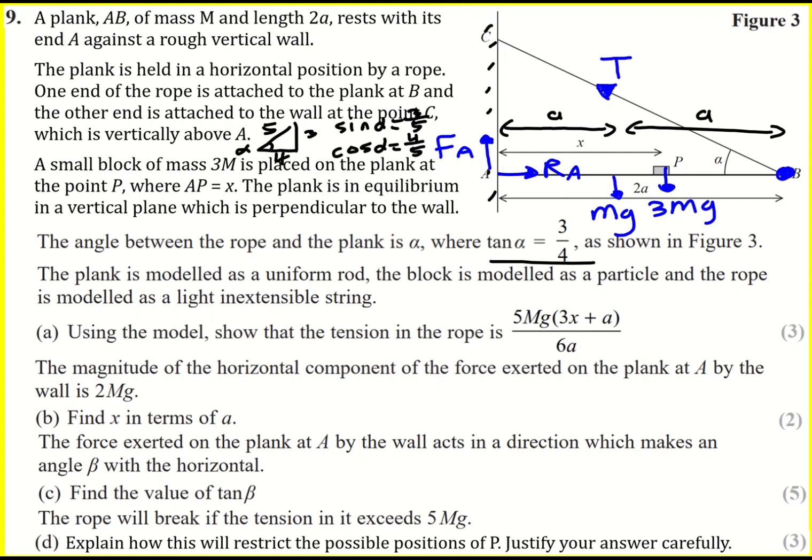The next step actually proceeds in the typical way that all ladder problems do. We're going to take moments about a point. And it's asking us to show that the tension is equal to this. So we're going to take moments to just have capital T as an unknown. We don't know what capital M is, of course, or what X is, but our answer is in terms of those. But we want to eliminate the friction and RA. So we're going to take moments about A.